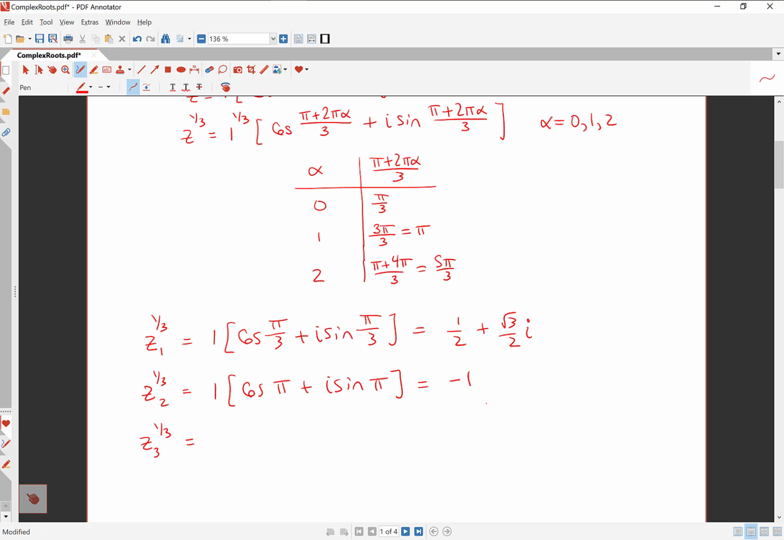And for our last cube root, well, the cube root of 1 is 1. Our angle simplifies to 5 pi over 3. So we have cos 5 pi over 3 plus i sine 5 pi over 3. And then let's evaluate. Cos of 5 pi over 3 is 1/2, and sine of 5 pi over 3 is minus root 3 over 2. So 1/2 minus root 3 over 2 i would be our third answer. So there we have our 3 cube roots of -1.